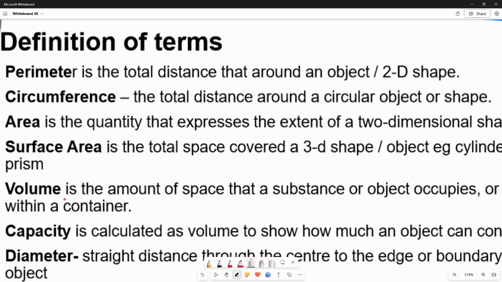So capacity is mostly for those things which are contained, which cannot stand on their own, like liquids and powders. We have to put them in a container. So when we calculate their volume, it's called capacity.